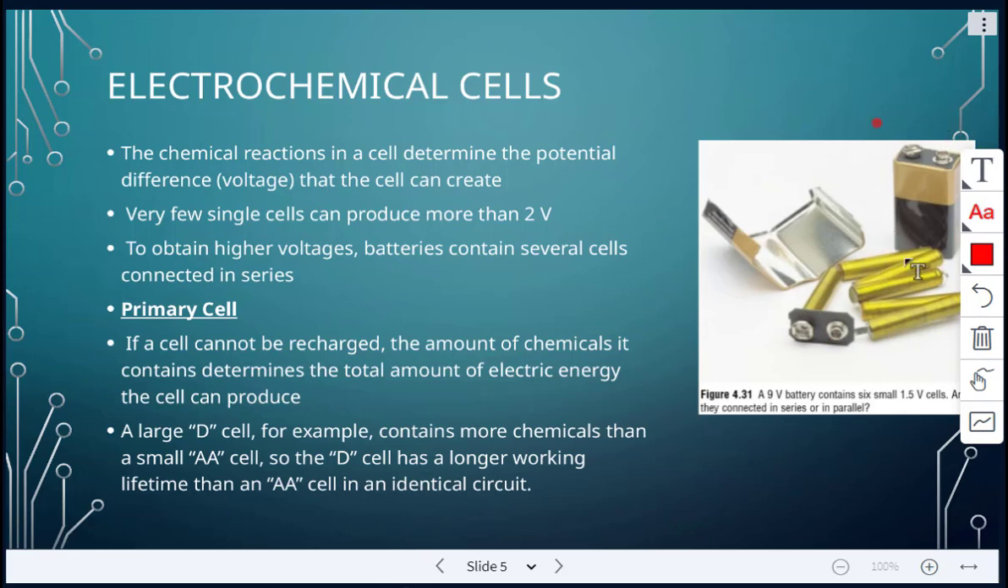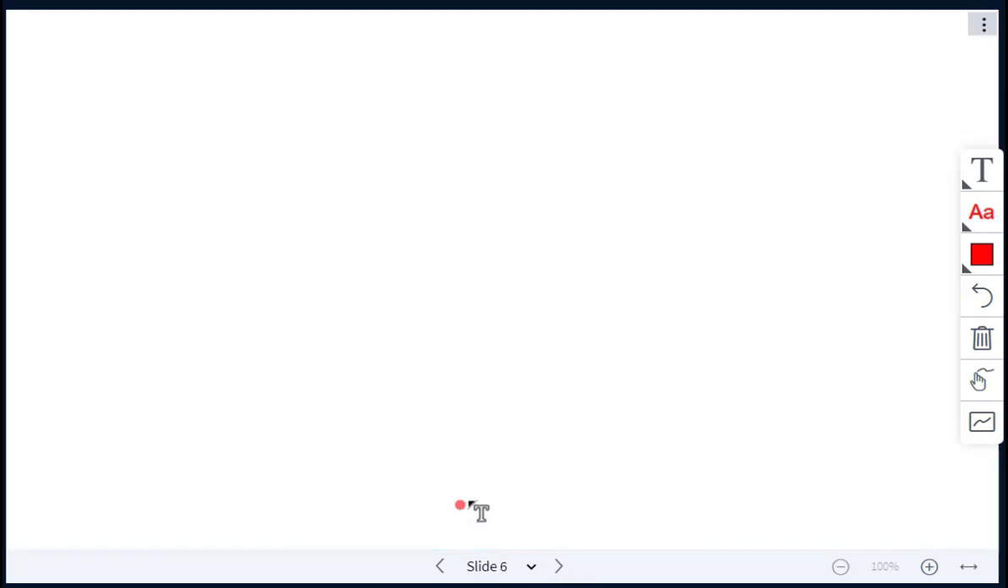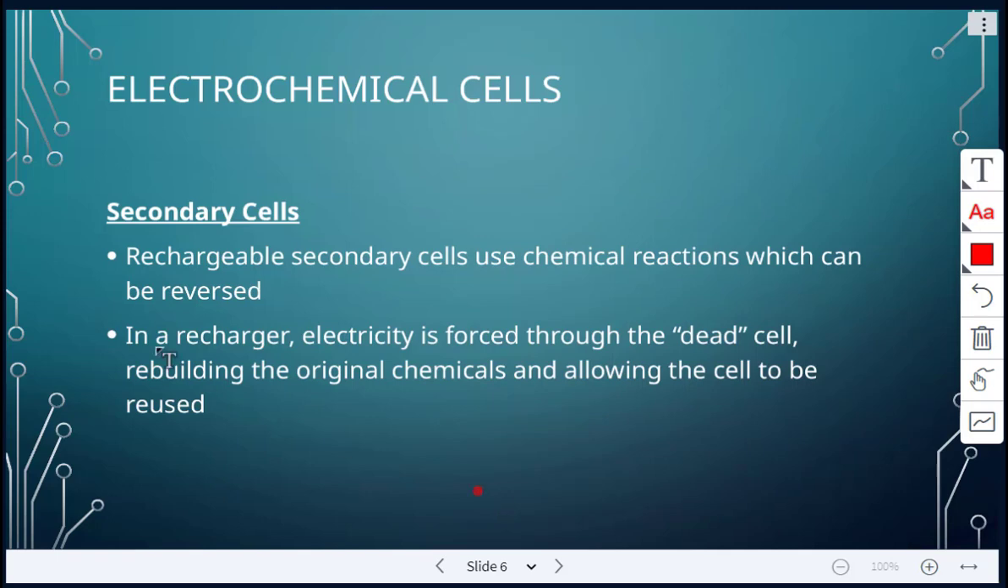So here, for example, this is a 9-volt battery. It contains six of the small 1.5 volt cells, and they are connected in series. And then we would have a secondary cell. These are the type that can be recharged. So they are rechargeable. They use chemical reactions that can be reversed. So in a recharger, electricity gets forced through that dead cell and it rebuilds the original chemicals, and then it allows the cell to be used. Right? But it still has a certain lifespan.